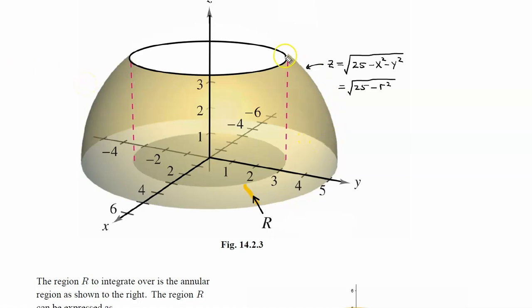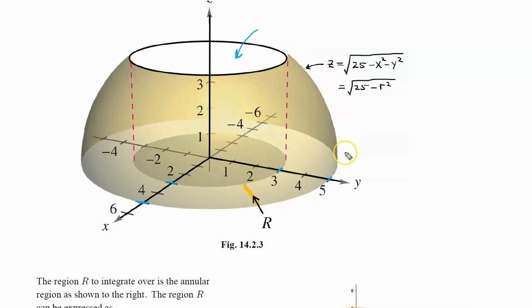So here we have the upper hemisphere of our sphere, and you see we have a hole cored through it of radius 3. Notice that this is 3 on the y-axis and 3 on the x-axis down here. Also notice that this is 5 on the y-axis. That's where our sphere cuts through the y-axis, and 5 on the x-axis over here as well.